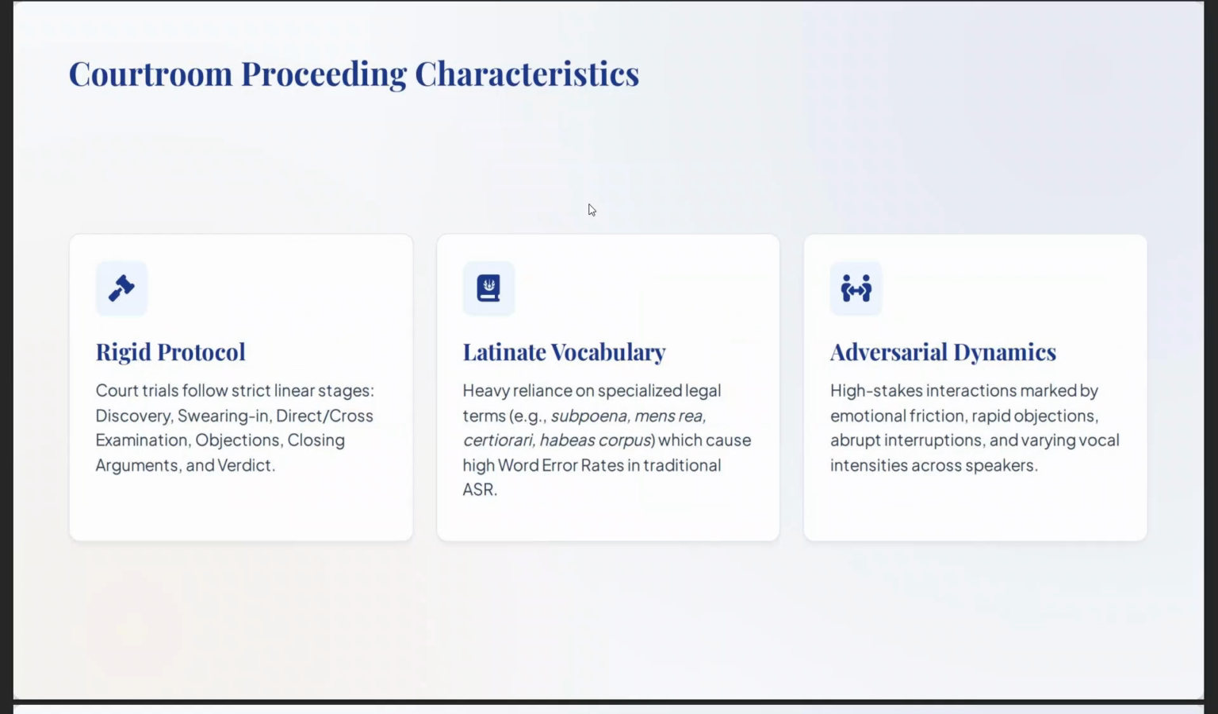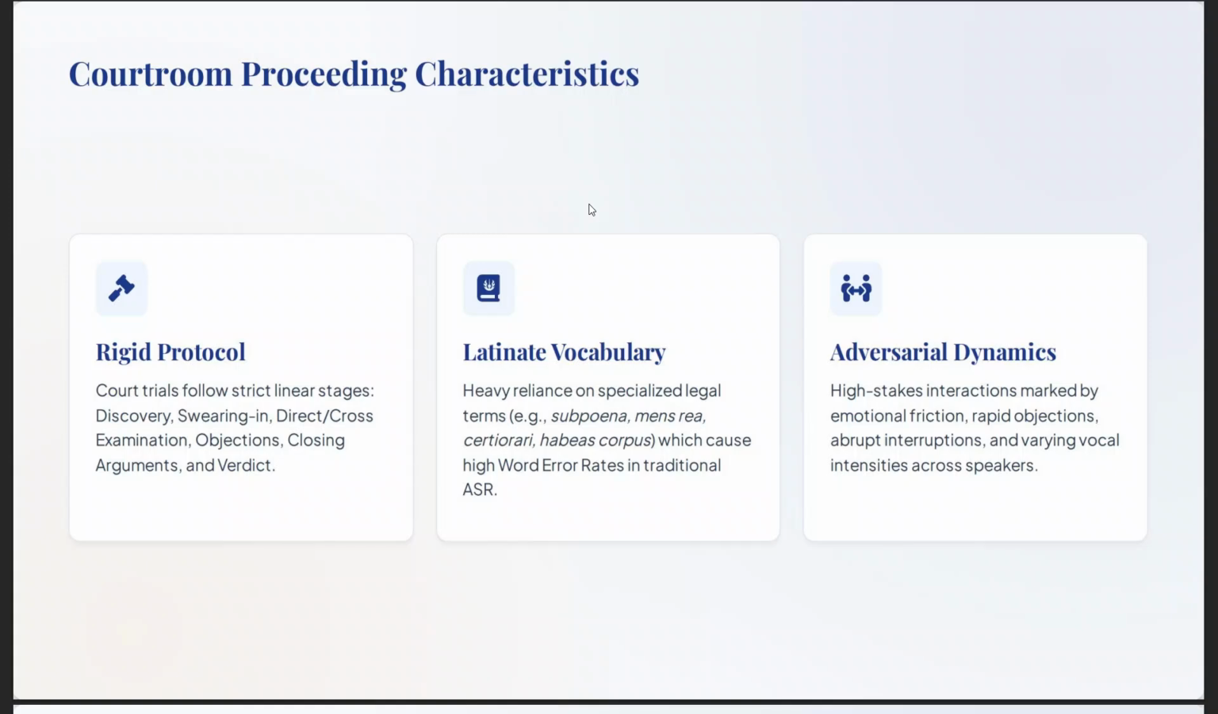Discovery, swearing in, direct or cross-examination, objections, closing arguments, and verdict. Next is the Latinate vocabulary. Heavy reliance on specialized legal terms: subpoena, mens rea, certiorari, habeas corpus, which cause high word error rates in traditional ASR. So this is another issue.